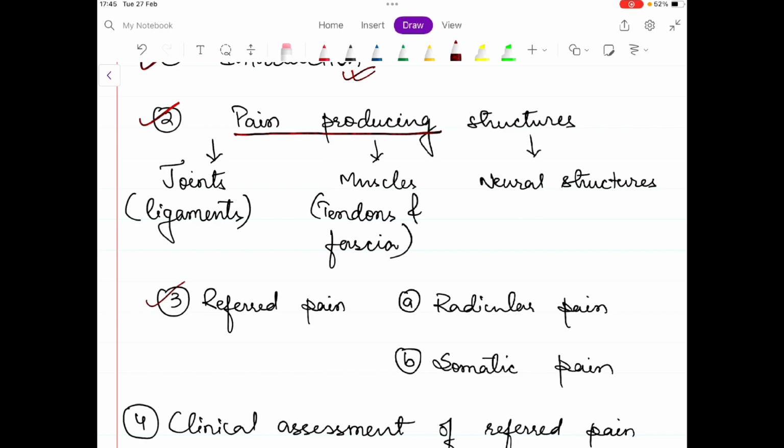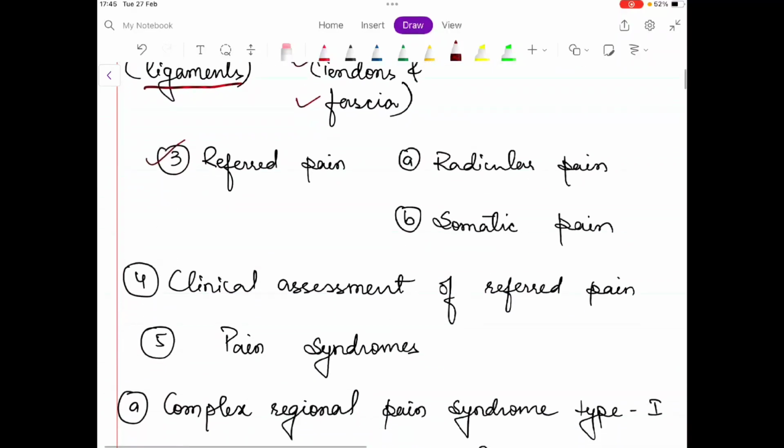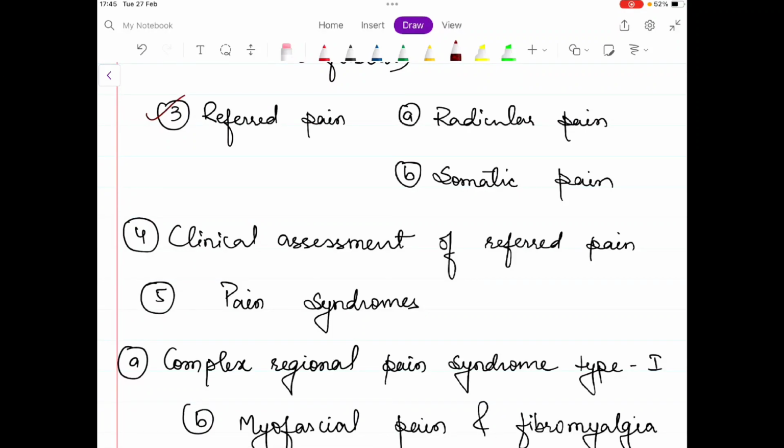There are 3 structures: joints, which includes your ligaments, then muscles, which includes your tendon and the fascia, and we will deal with what is trigger point in this section only. And then we will talk about the neural structures. The third subheading is referred pain, and we will deal with the types of referred pain, which are radicular pain and somatic pain.